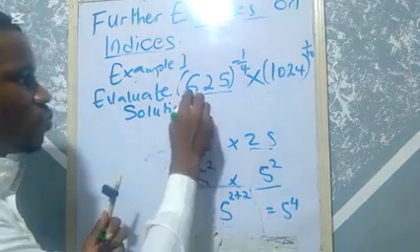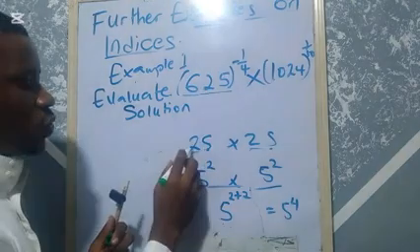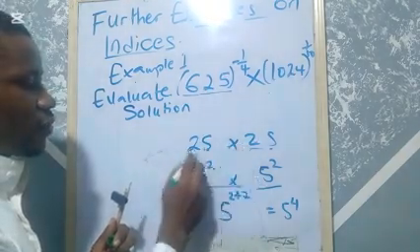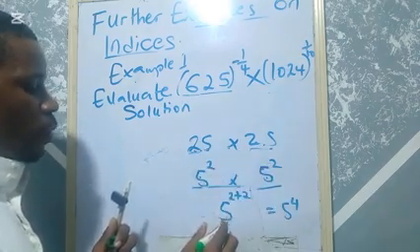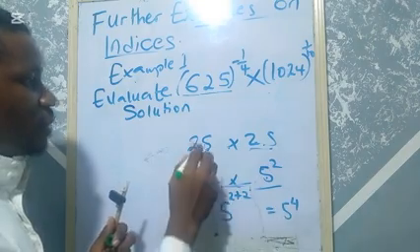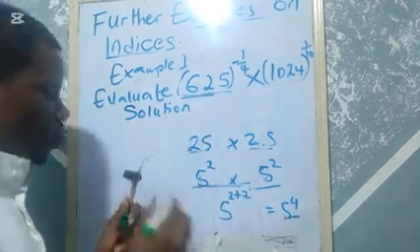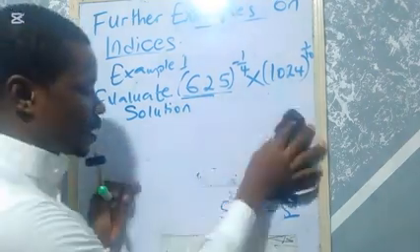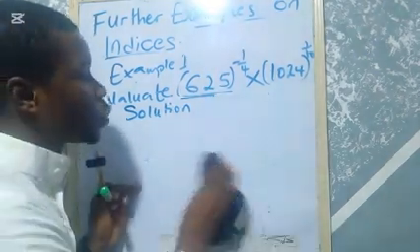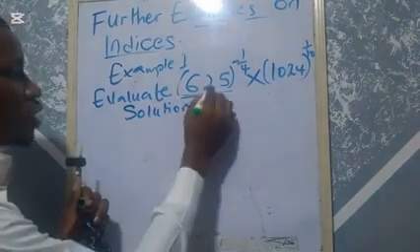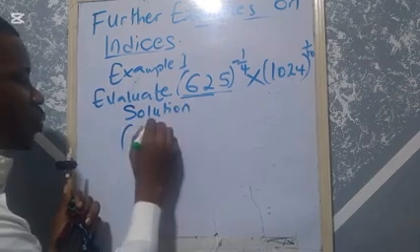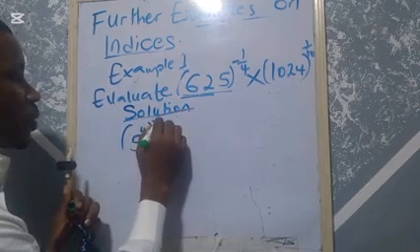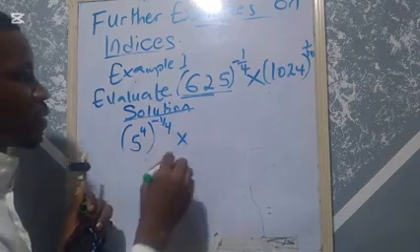It means I've been able to break down this 625 to 25 times 25, and from this 25 times 25, I got 5 raised to the power 2 here, 5 raised to the power of 2 here. I apply the multiplication law and I got it. It means the whole of this is the same as this. So for the purpose of this solution, instead of 625, I can write 5 raised to the power of 4. Remember, we still have raised to the power minus 1 over 4 times.